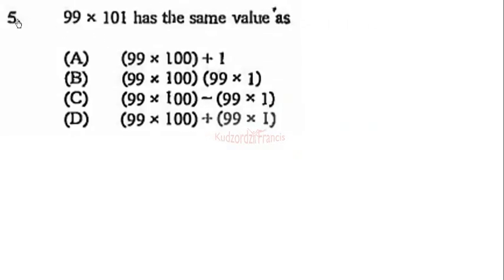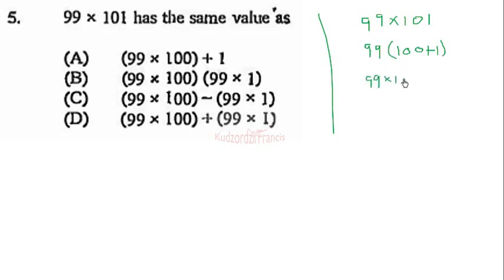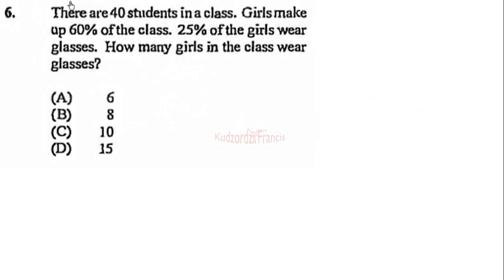Then we have this: 99 times 101 has the same value as what? We use the distributive property. We rewrite 101 as 100 plus 1, so 99 into (100 plus 1). We expand using the distributive property to get 99 times 100 plus 99 times 1. This is the same as option D.